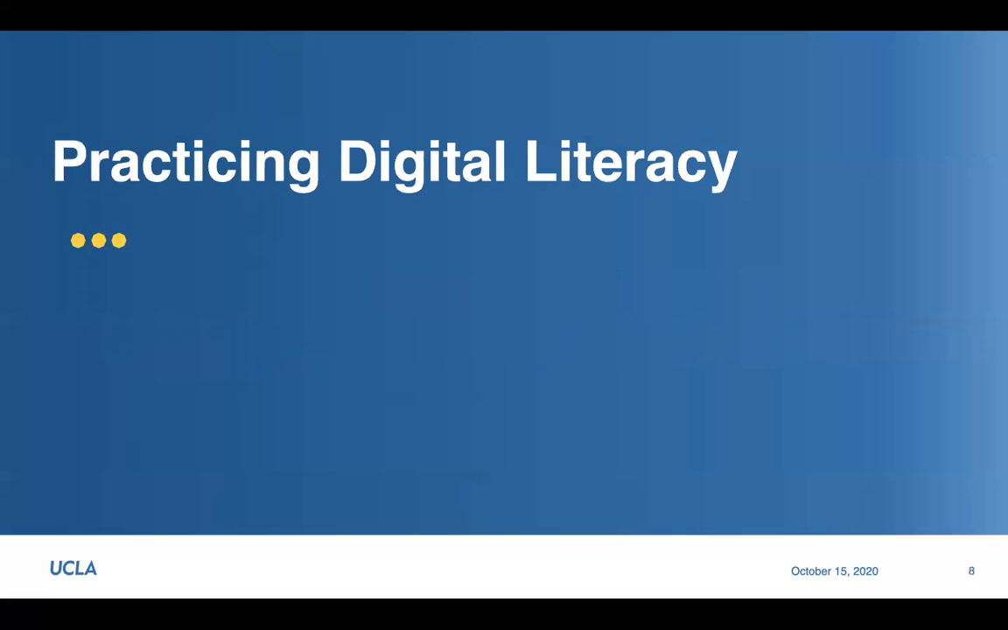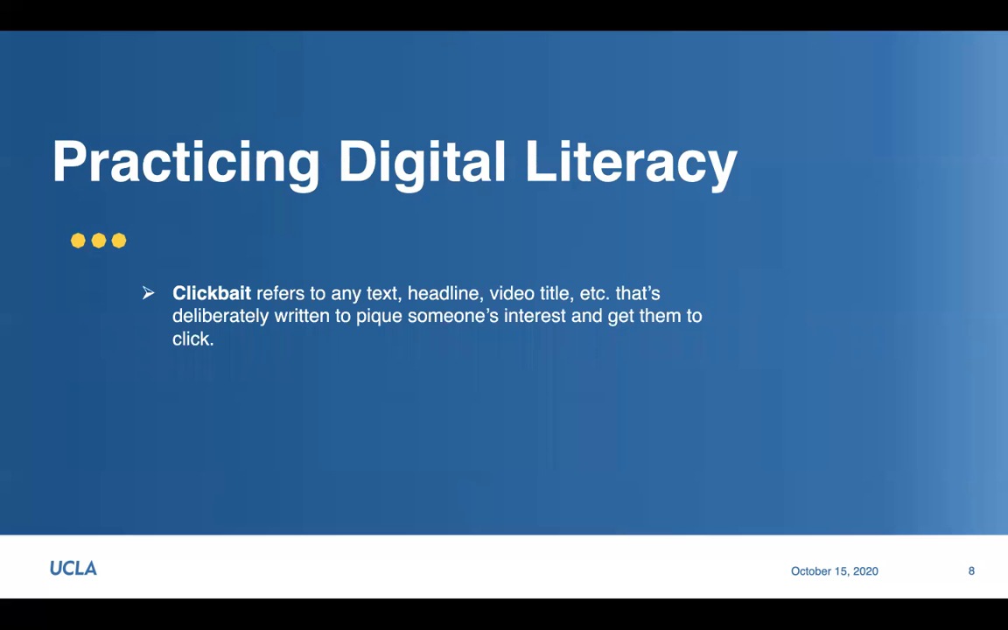Another concept is practicing digital literacy. So this refers to clickbait, and refers to anyone that has a headline, video title, or something that's deliberately written to pique someone's interest and gain them to click. An example of this could be like, let's say someone says there's a shark at UCLA, but really what it is is someone dressed in a shark costume. So that could be the article that was written, and it's going to have that as a clickbait title to get you to click on it, when in reality, it's just someone that was in the shark costume. So always be mindful of what they're going to do.